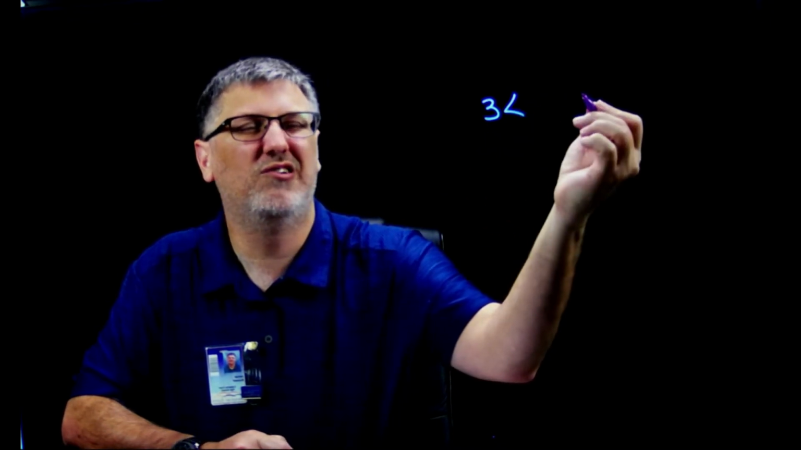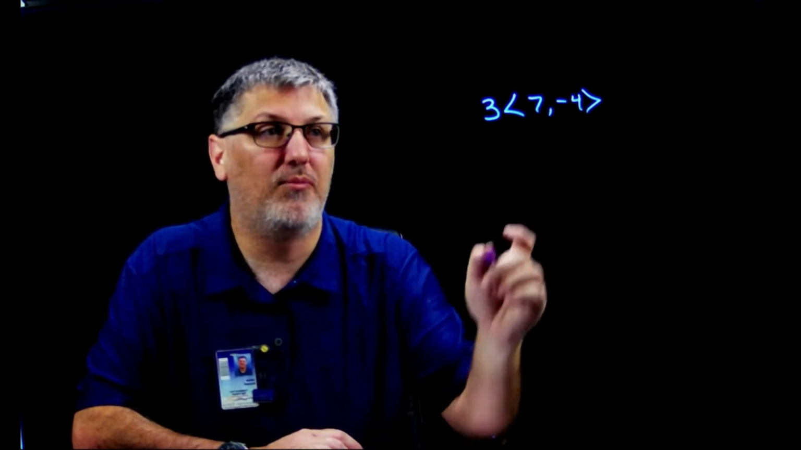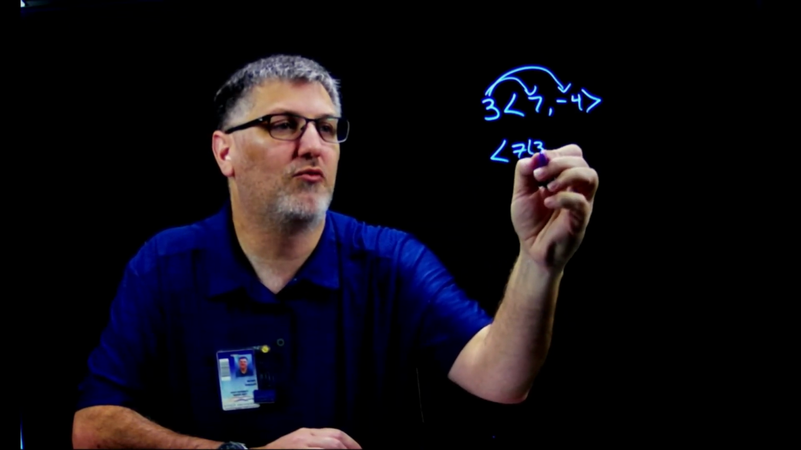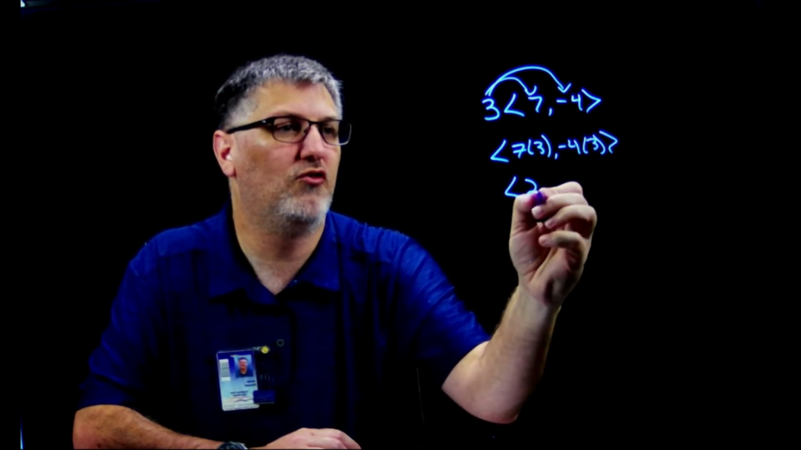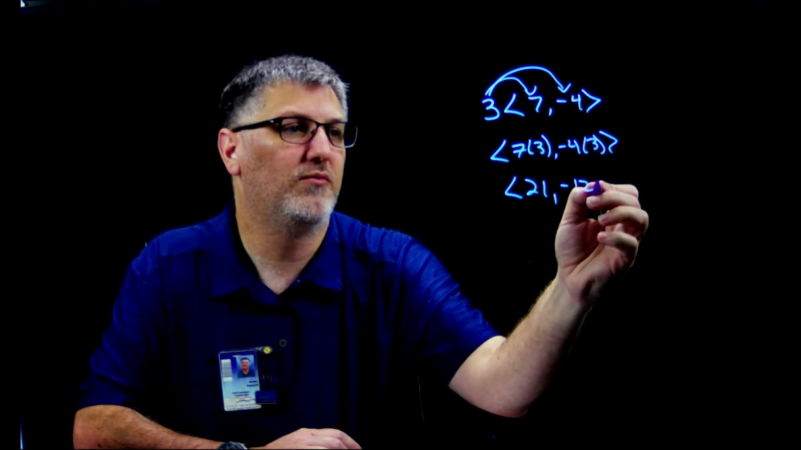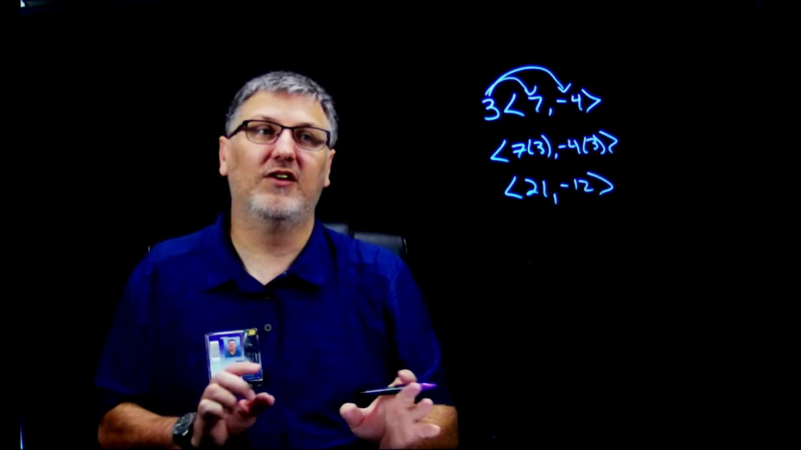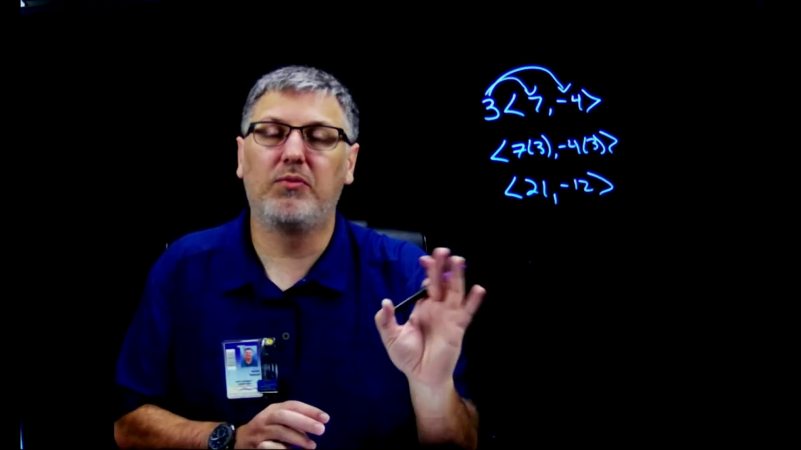So let's just do 3. I'm going to multiply a vector 3 times, let's do, I don't know, 7 comma negative 4. This, like adding and subtracting, don't overthink it. Treat this like the distribution property. The 3 is going to go to both your x and your y components. So this is going to be 7 times 3 and negative 4 times 3, which is going to give you 21, negative 12. Voila, that's it. So that's how you multiply by a scalar.